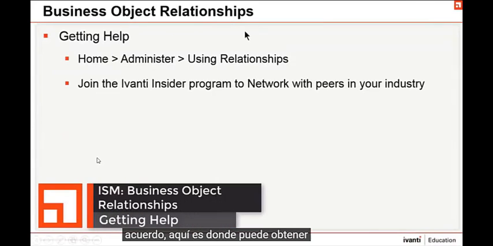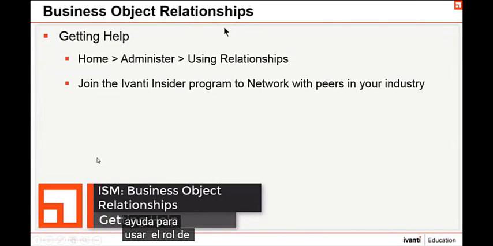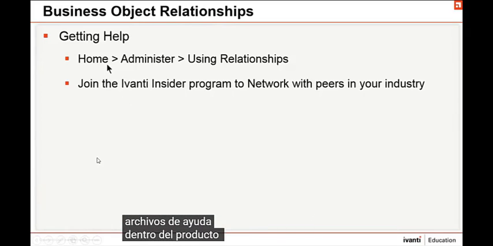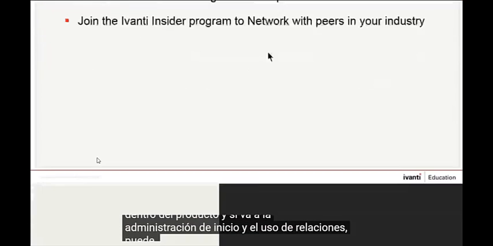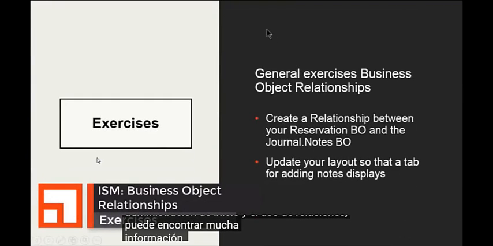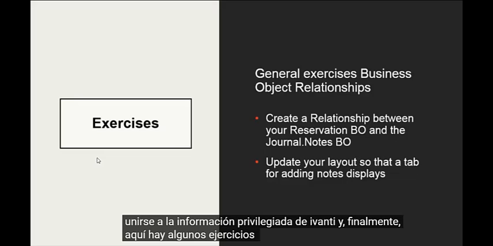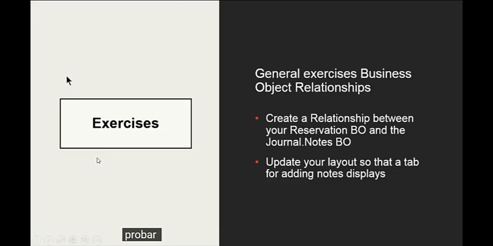Okay, so here's where you can go to get help. Using the administrator role, go to the help files within the product, and if you go to Home, Administer, and Using Relationships, you can find a lot of information on there. Also, don't forget to join the Ivanti Insider. And then finally, here's some exercises that you might try out for using relationships.